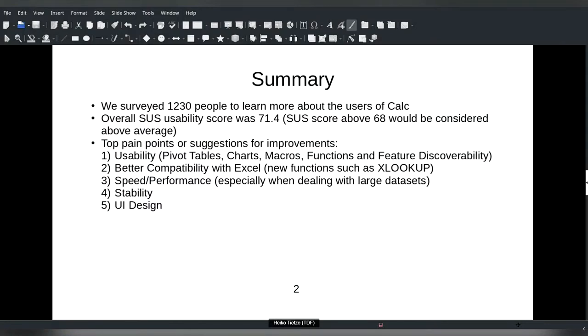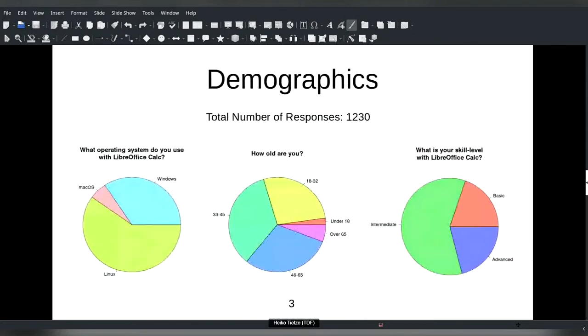Top reported pain points for survey participants included usability, especially around pivot tables and charts. People mentioned that these features were more difficult to use or limited compared to Excel. Another pain point related to usability was feature discoverability. Participants reported that it is sometimes challenging to find features they need. Survey results also indicated that Calc users want to see better compatibility with Excel, and one way to address this issue is to introduce new functions such as XLOOKUP. Another reported pain point was speed and performance, especially while handling large data sets, as well as stability of the software and UI design. So we can go to the next slide now.